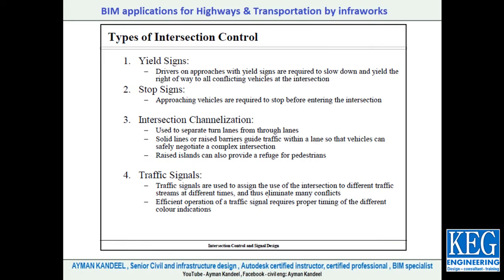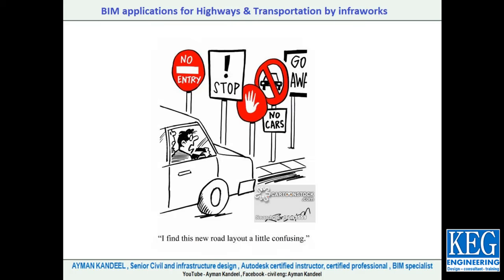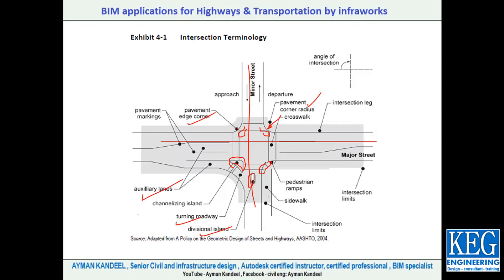Intersection channelization is used to separate turn lanes from through lanes, and it can control the traffic in one direction, like this one. This is the channelization island, and it is used to separate the traffic from here to here for the turning.